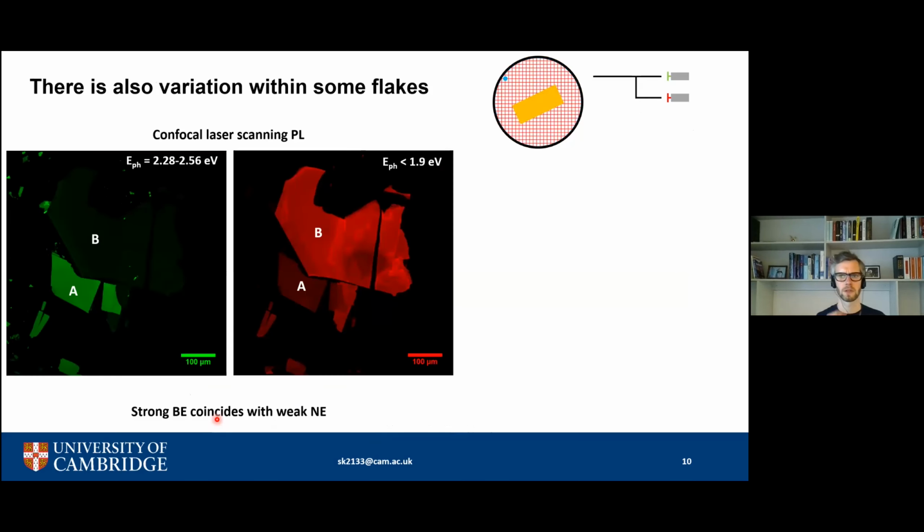So we looked a bit more closely with a confocal laser scanning microscope. So here we basically raster scan the single crystals or the flakes, and then we measure the photoluminescence point by point, generate these images, and we actually just scan through two different channels. One of them is just sensitive to the green light from the free exciton, and one to the red light of this broad emission.